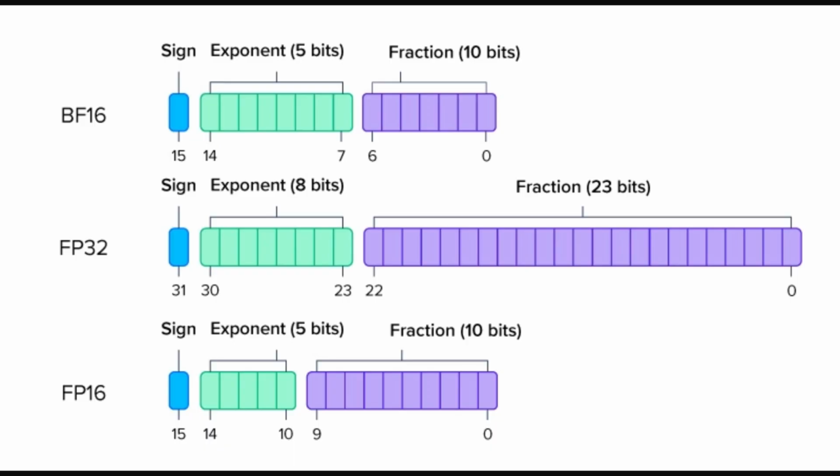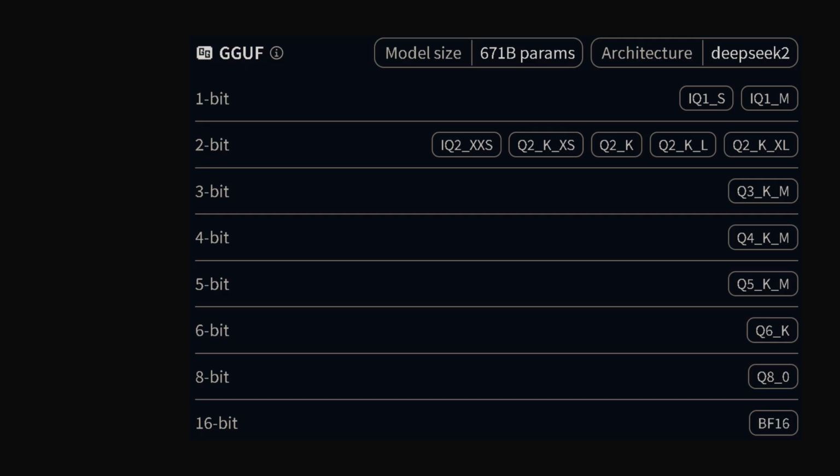DeepSeek R1 was trained using 32-bit FP32 precision for accuracy and stability, but typically runs at 16-bit BF16 or lower during inference to improve efficiency. Quantized versions use even fewer bits per value, like 8-bit, 4-bit, 2-bit, or even 1-bit, further reducing memory usage. But lower bit precision reduces how accurately the model processes information, leading to a drop in response quality.